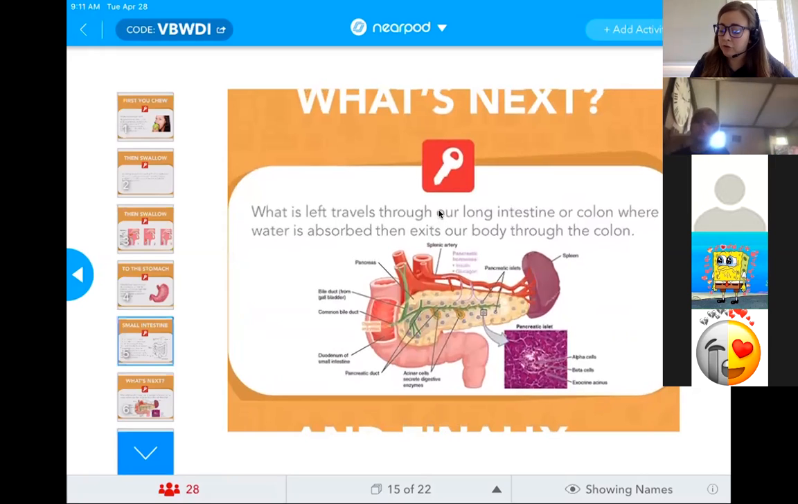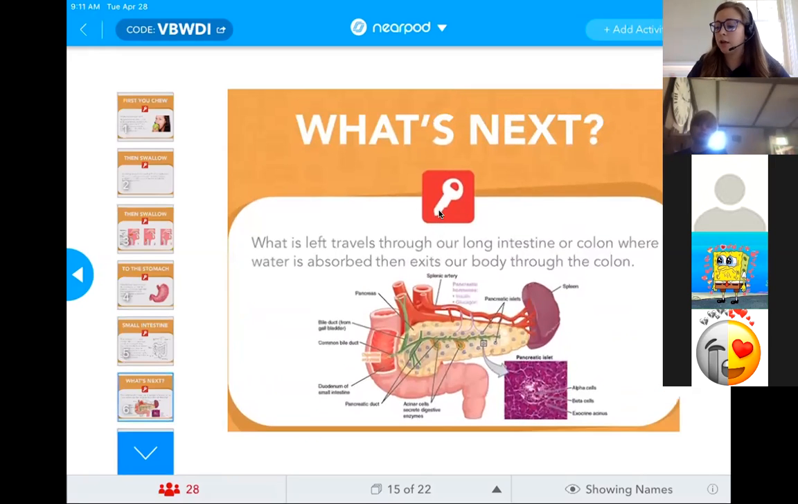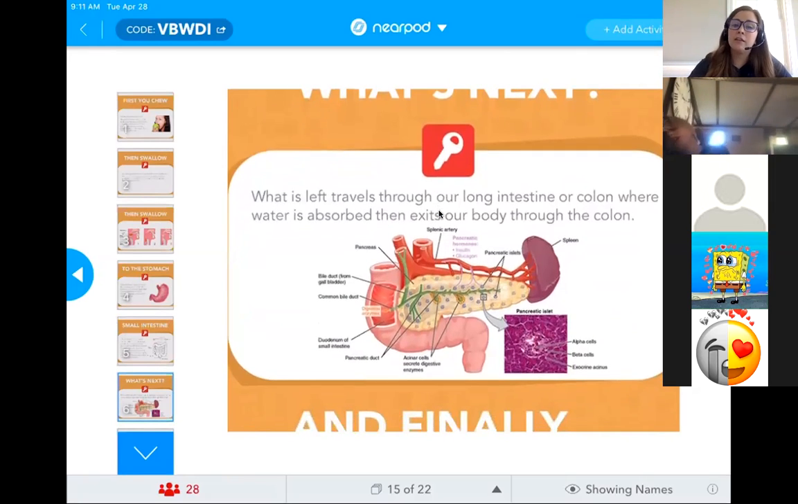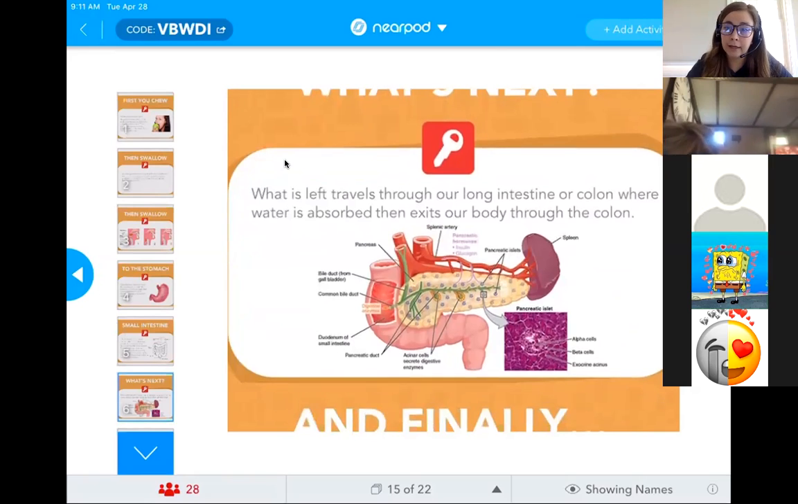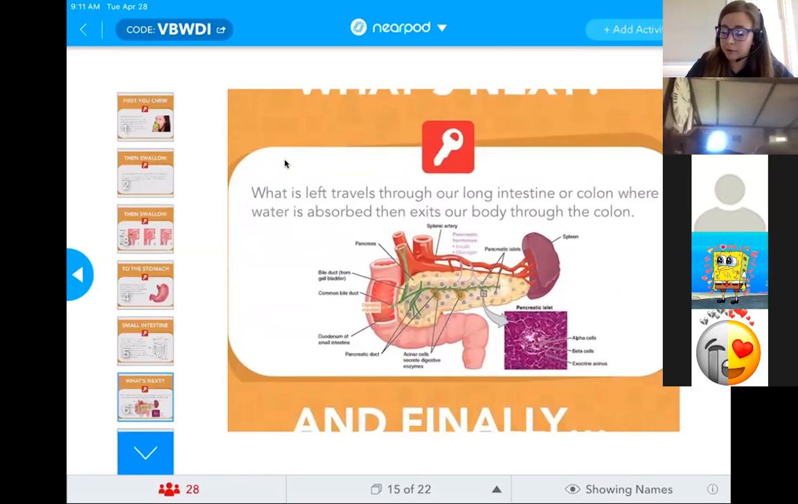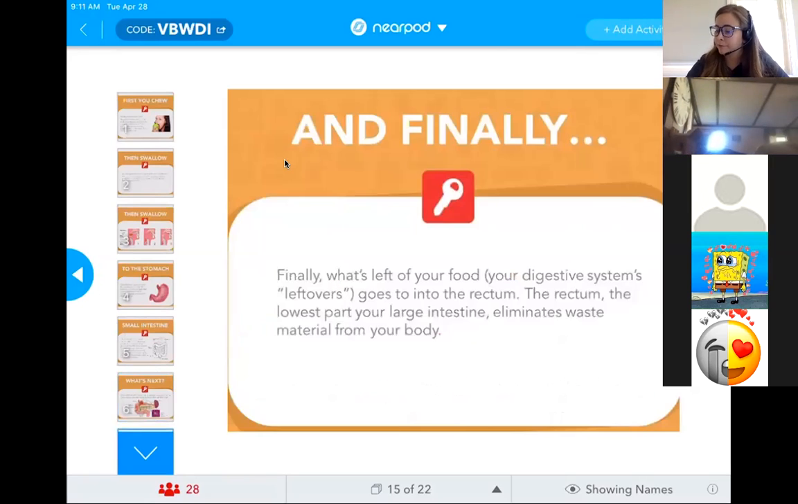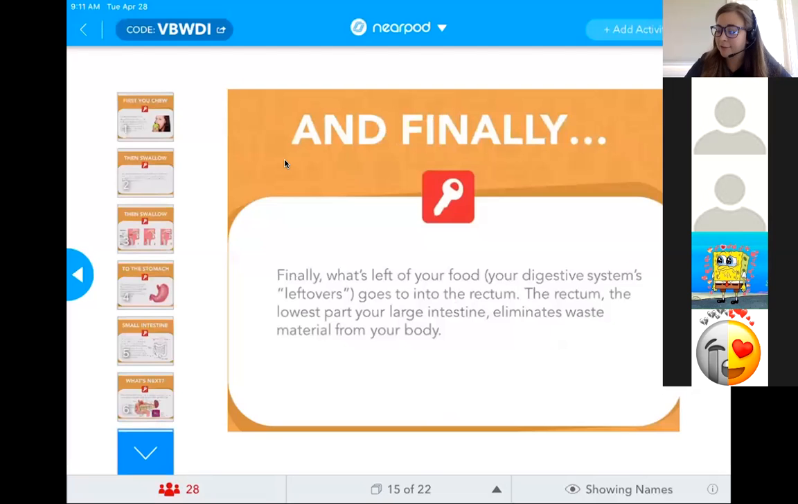After it gets in the small intestine, it goes to the large intestine, or your colon, and that's where your water is absorbed into the body, and it exits our body through the colon. So, AKA, you poop out everything else that you don't need. All right? Again, you poop out what you don't need. What's left of your food goes into the rectum, and then that eliminates waste from your body.